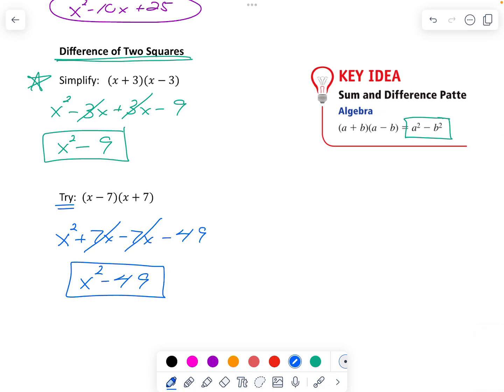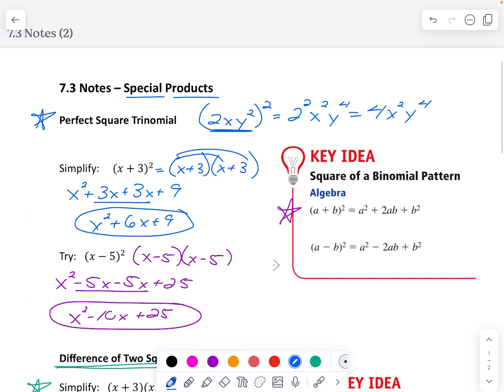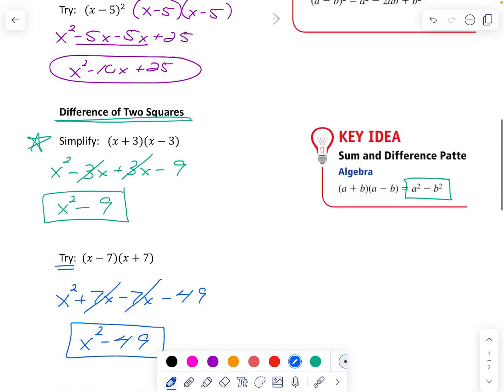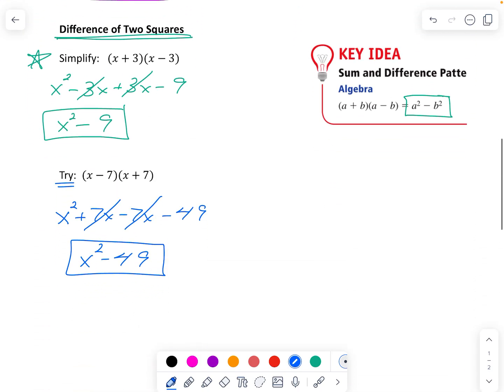So bottom line is do them just like you did any other ones, but if you notice your problem is the exact same parenthesis times itself, rewrite it, and your two middle terms are the same. And when it's two parentheses that look alike but one's positive and one's negative, those middle terms should cancel out, and your answer should look like these.